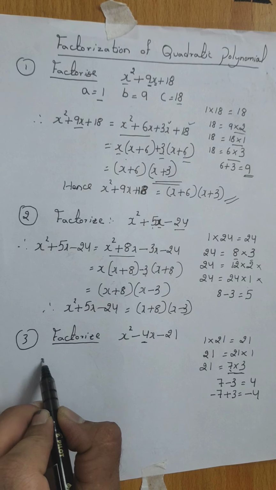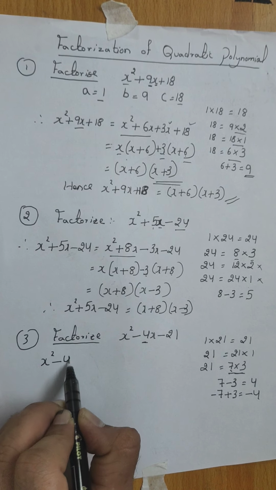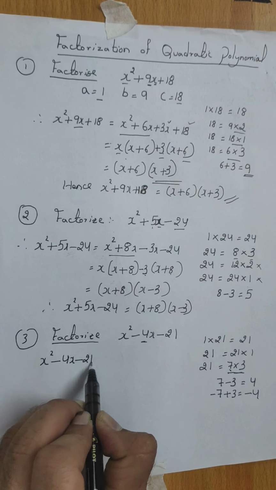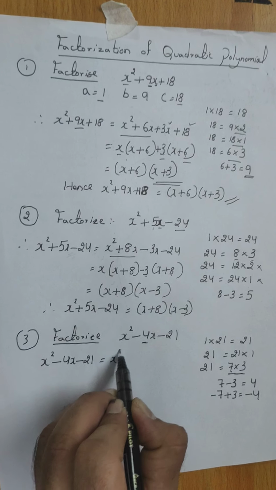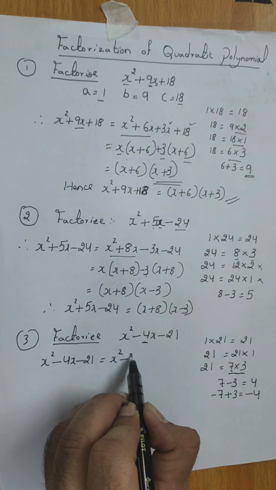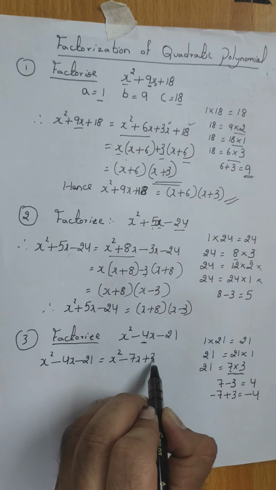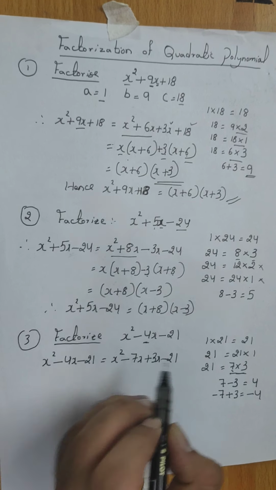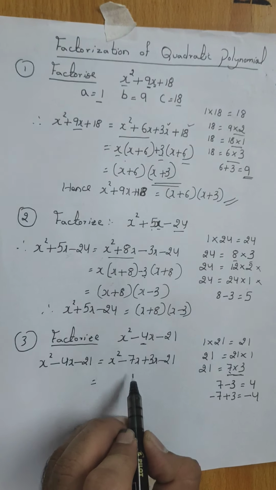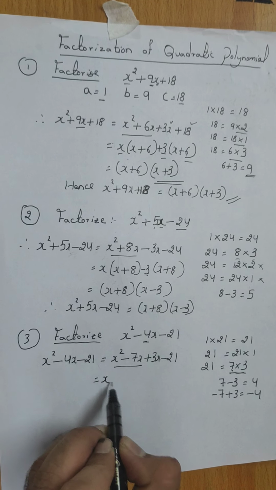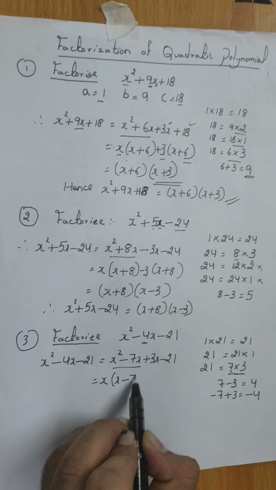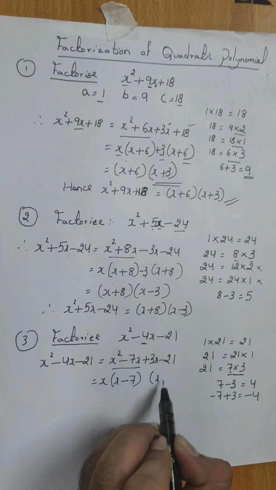So therefore x square minus 4x minus 21 is equal to, I'll split the middle term, minus 7x plus 3x minus 21. Again, the same thing I did in the previous question, I'll take the common one. Here x is common, so x minus 7 will be left. I'll write the same thing here, x minus 7.